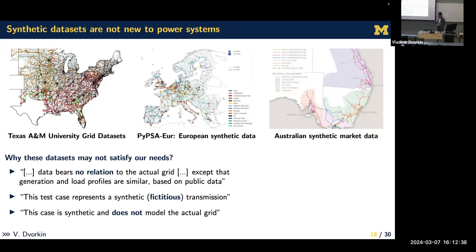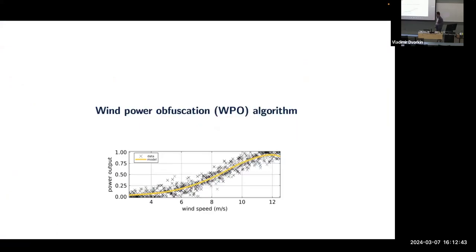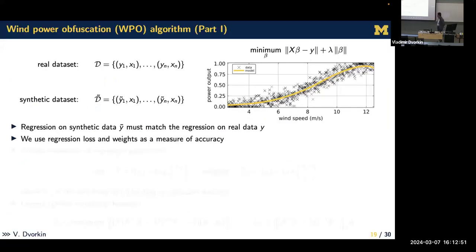So what we want to do is generate a high quality synthetic version of the real data. And we can use differential privacy for that. I will talk about two algorithms to do it. One of them is the wind power obfuscation algorithm. In this setting, we have wind power generation records as a dataset of n records, where we have a wind power measurement y and some feature like weather, wind speed, or wind direction. We would like to produce a synthetic version of the dataset where the power measurement will be synthetic, denoted by tilde, and that will correspond to the same public feature that is known to everyone.